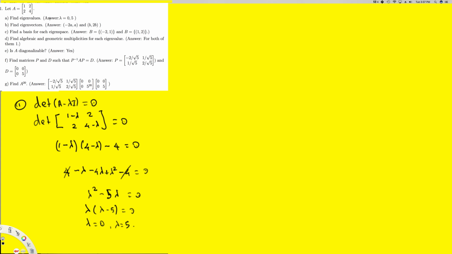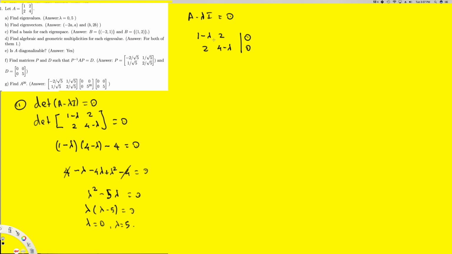The next question is asking to find the eigenvectors. To find the eigenvectors, we have to set this into the null space. A minus lambda I equal to 0, that's the null space of this. And we know A minus lambda I is this pattern. We found it already, so we can put the same thing right here. It's going to be 1 minus lambda, 2, 4 minus lambda, equal to 0 0.